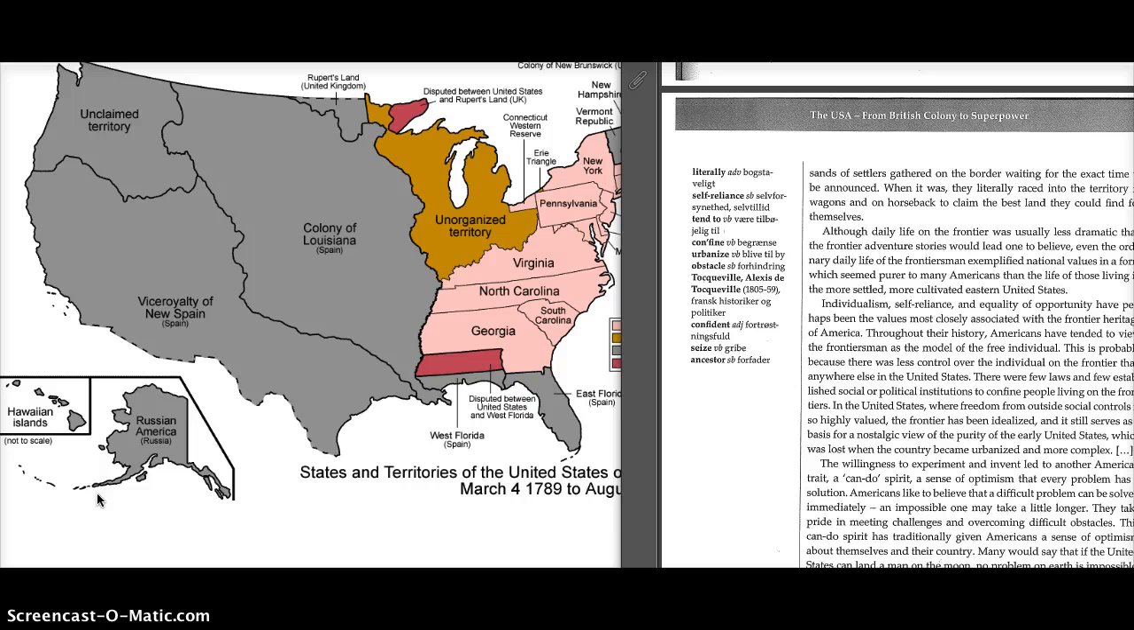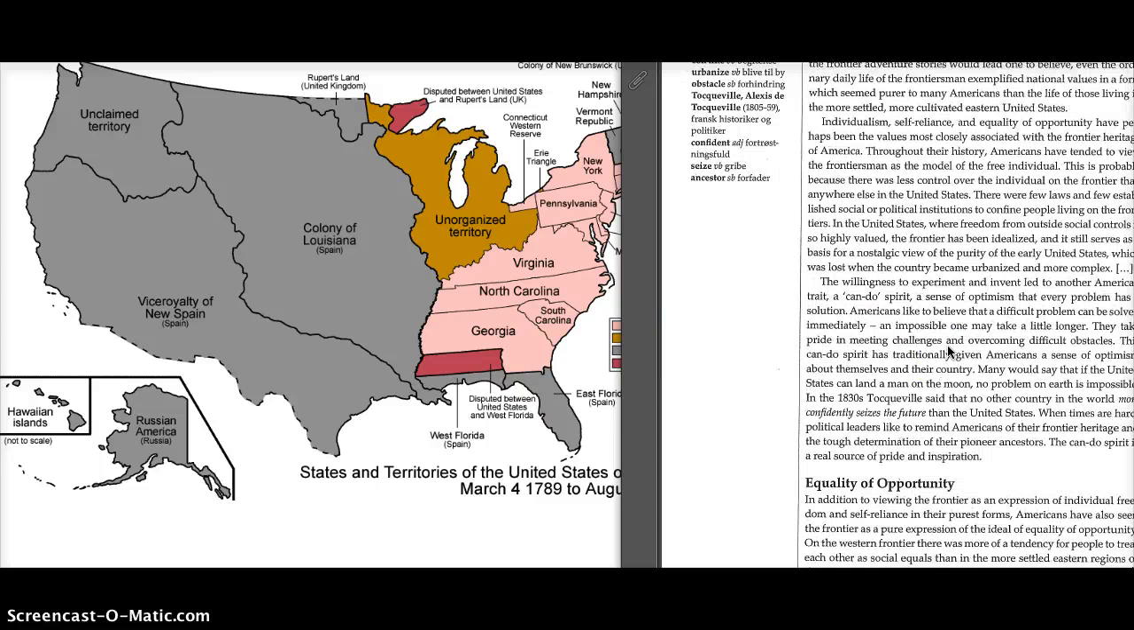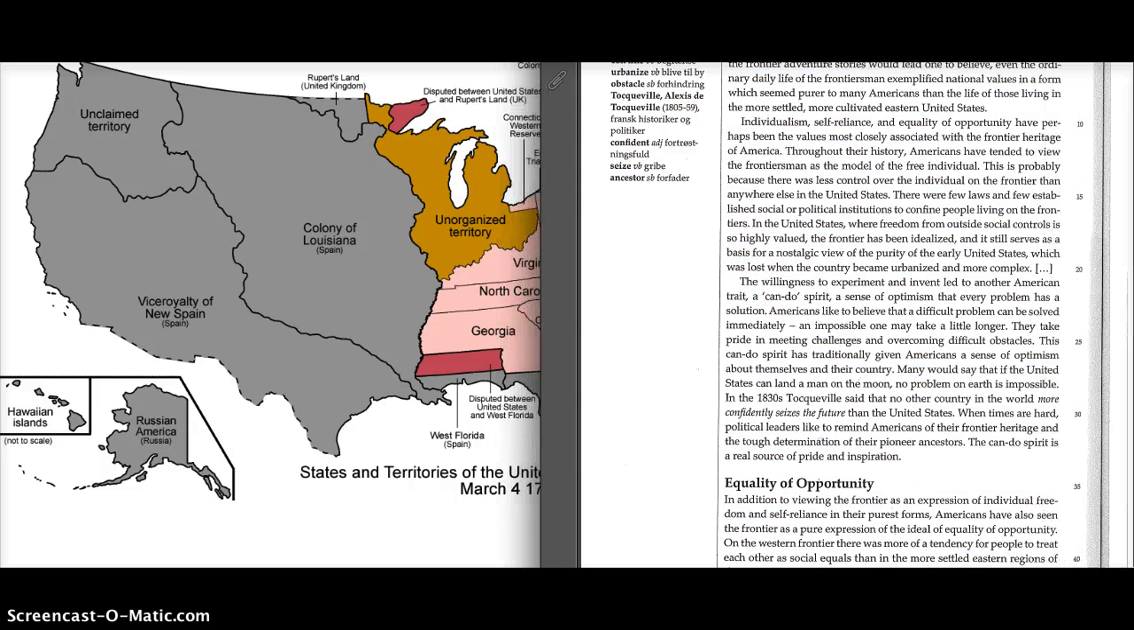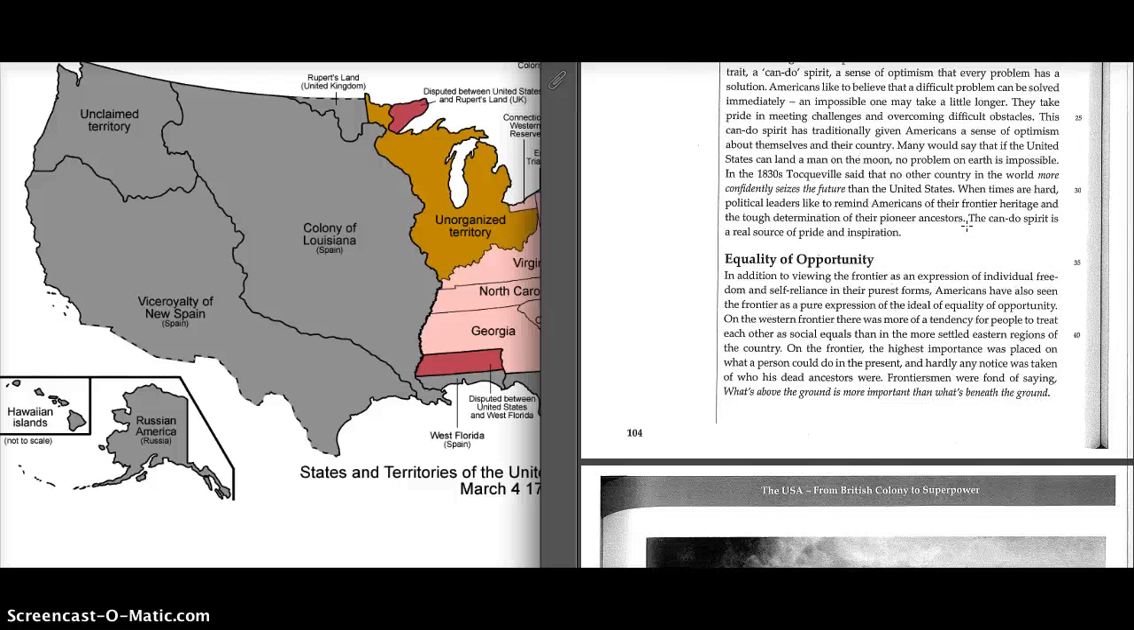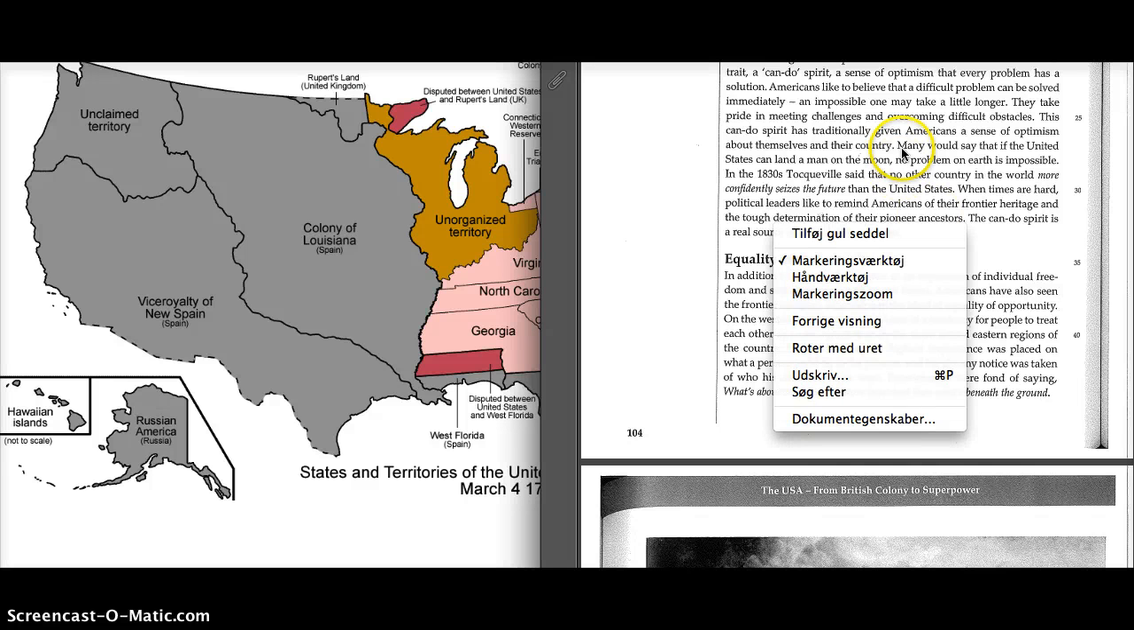Task 3. What is the can-do spirit and where does it come from? The can-do spirit is a sense of optimism. We can read about it here. It's a sense of optimism in the Americans about themselves and their country, and it was because of the willingness to experiment and invent that the American trait arose. It has become a real source of pride and inspiration for the present Americans, and you can probably relate to big politicians as well.